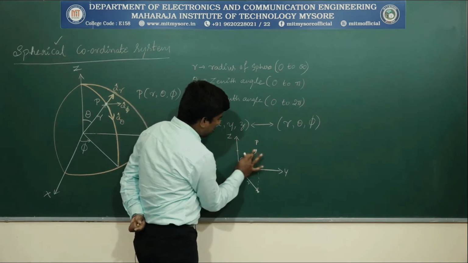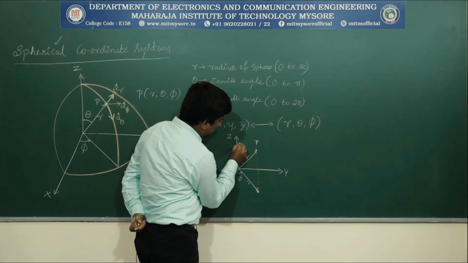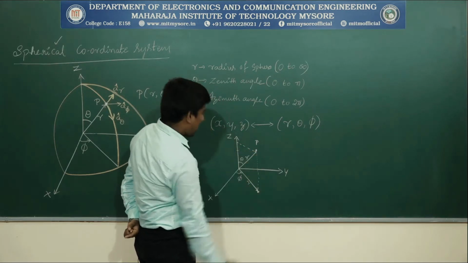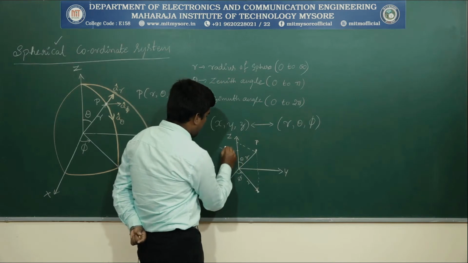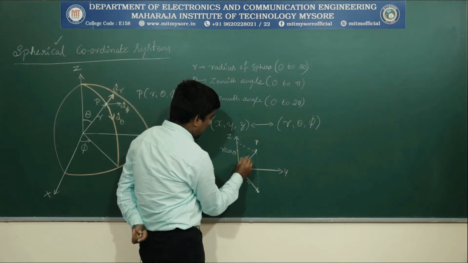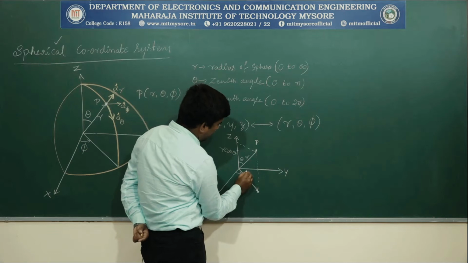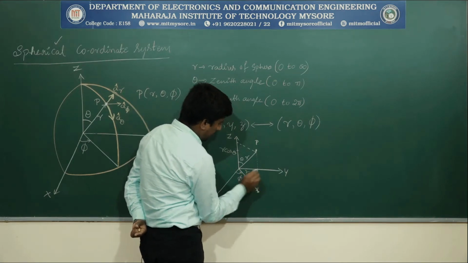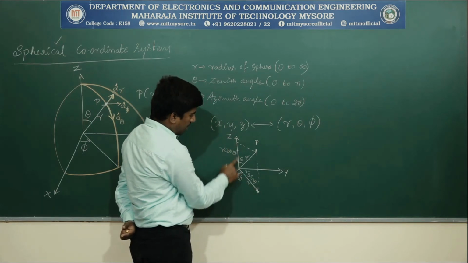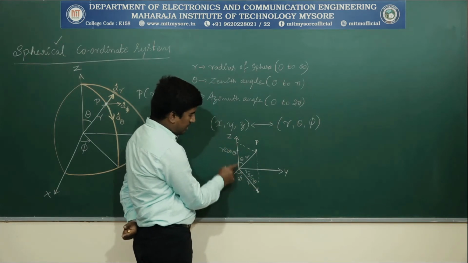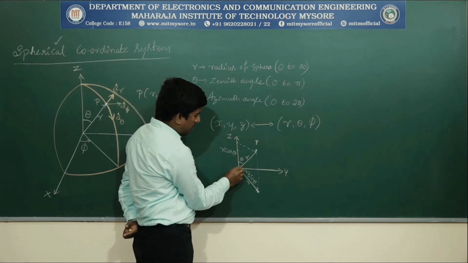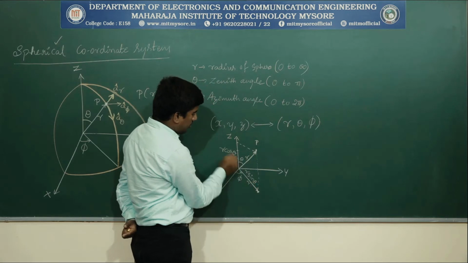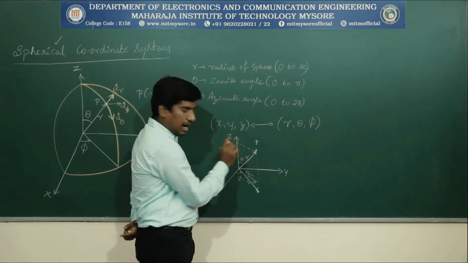So let me just correct this. These two need to be parallel. This is r cos theta and this one is r sin theta. Parallel components, r cos theta and r sin theta. These are the resultants of this particular vector r.